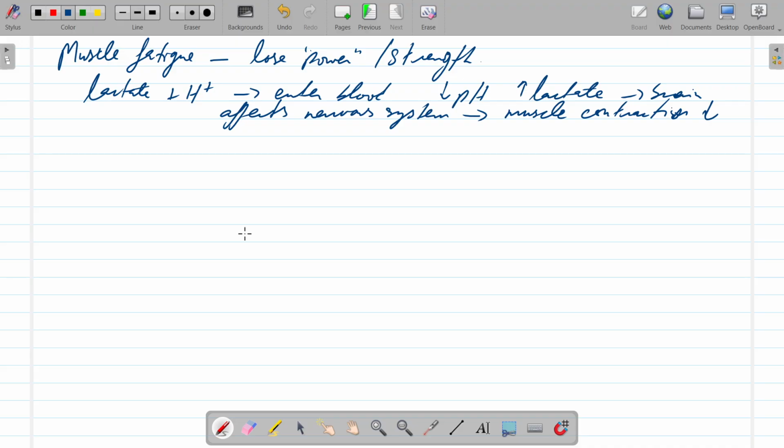Now, anaerobic respiration also occurs in other organisms. So you have got yeast, for example.